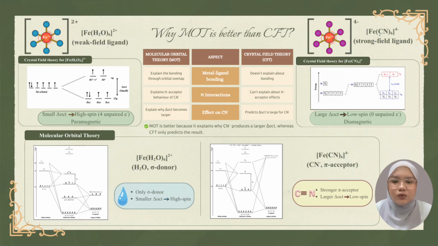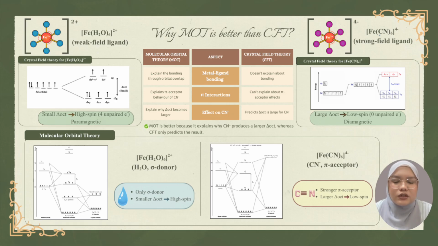Although crystal field theory successfully predicts the splitting of the d orbitals, it doesn't explain why different ligands produce different values of delta, while molecular orbital theory provides a deeper explanation by considering the overlap between metal and ligand orbitals. For the hexacyanoferrate 2 complex, the cyanide ligands act as strong pi acceptors. Through pi bonding, they accept electron density from the iron ion, which lowers the energy of the T2g orbital and increases delta. This stronger orbital interaction also strengthens the iron and CN bond.